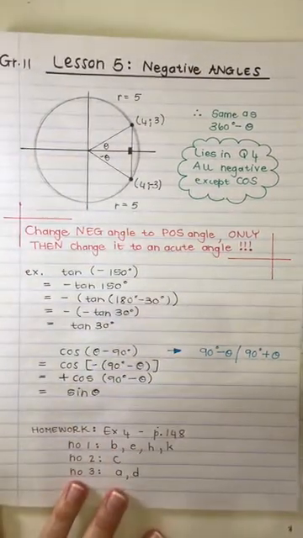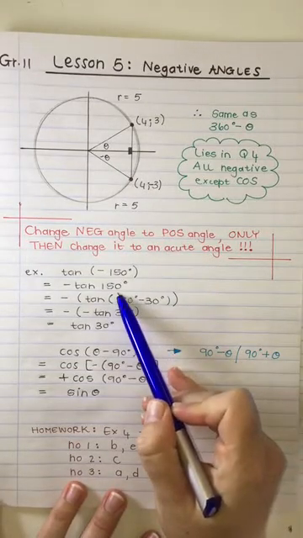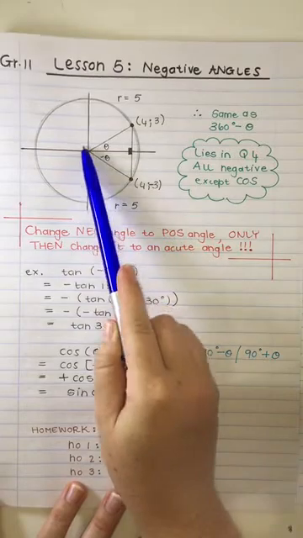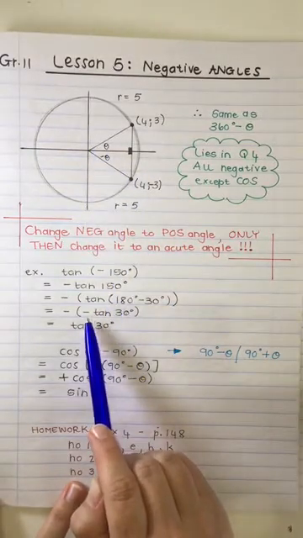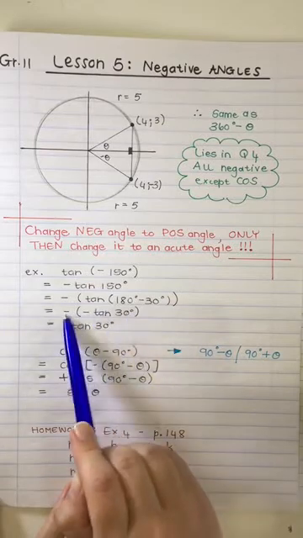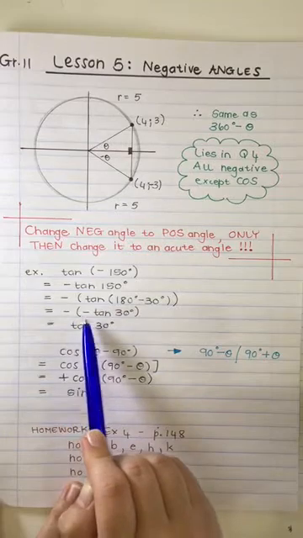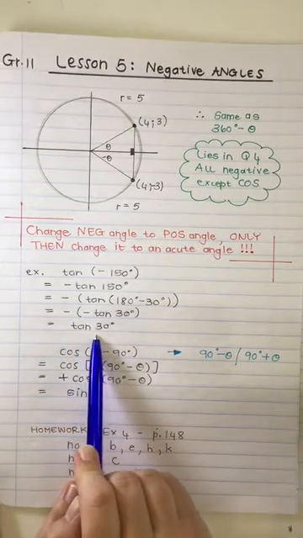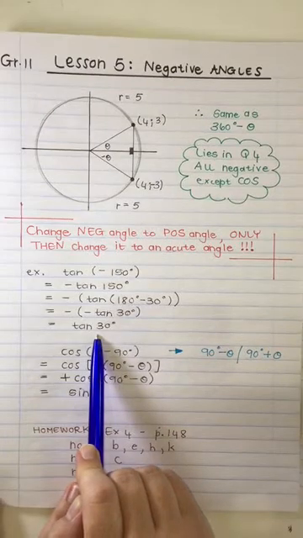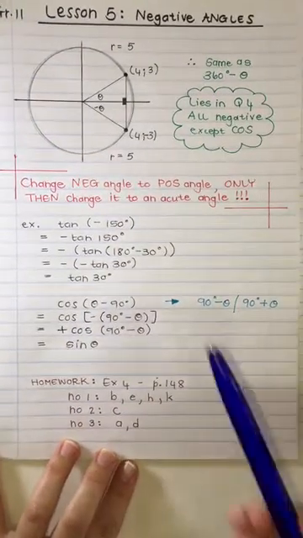Now, 150 degrees falls in the second quadrant. In the second quadrant, tan is negative. That's why I have a negative tan in the brackets. And then I don't forget about the negative in front. A negative times a negative equals positive. So there I have my positive acute angle. Okay, let's do another example.